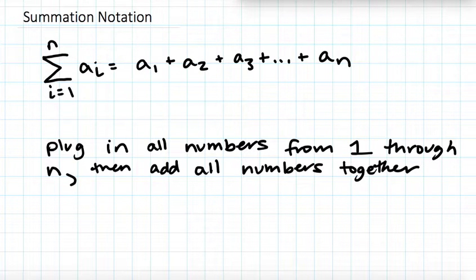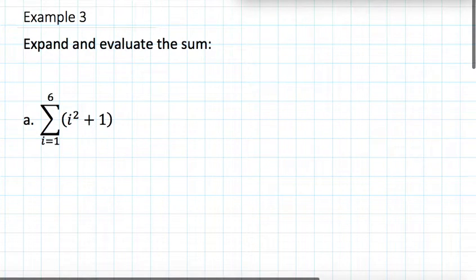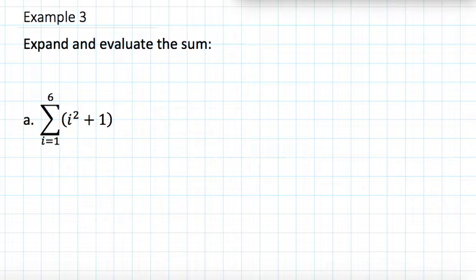So we're going to look at example 3, which has a few different parts. We're going to do a few different sums here. It says to expand and evaluate the sum. Part A is going from 1 to 6. So I see the 1 on the bottom of the sigma and the 6 on the top. That tells me I'm going to plug in 1, 2, 3, 4, 5, and 6. And then the formula is i squared plus 1. So I'm going to plug these in for i.